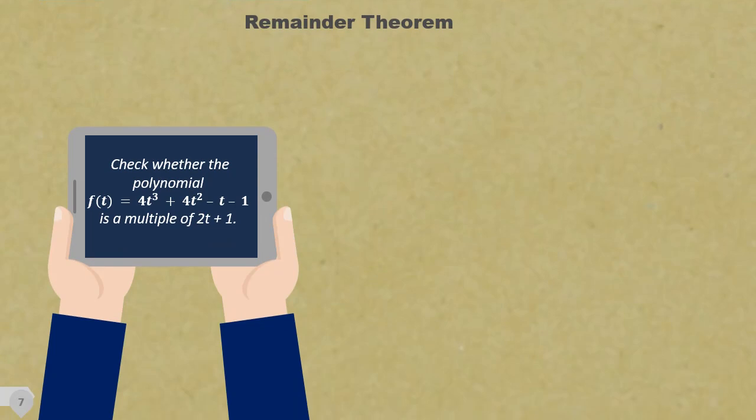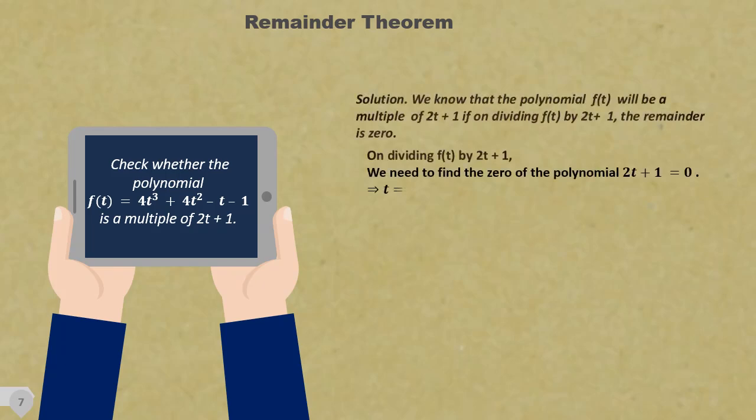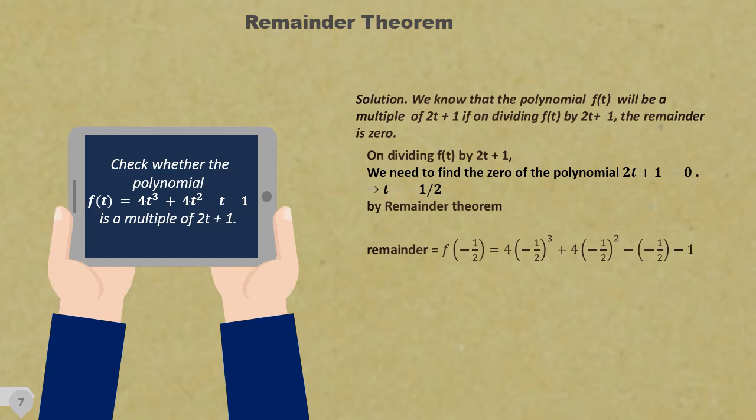Now we proceed to the next question, which is based on the remainder theorem. Check whether the polynomial f of t equal to 4t cube plus 4t square minus t minus 1 is a multiple of 2t plus 1. We know that if the polynomial f of t is a multiple of 2t plus 1, then when we divide by 2t plus 1, the remainder becomes 0. Now we divide f of t by 2t plus 1.